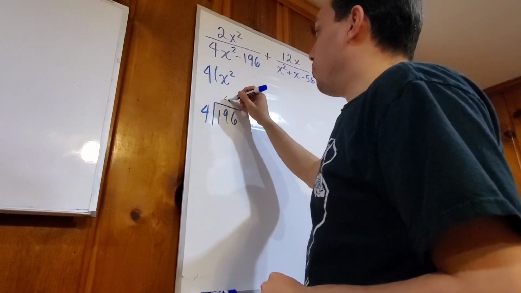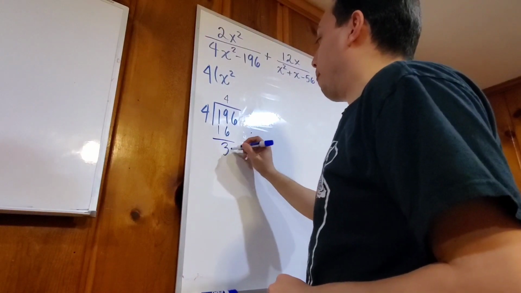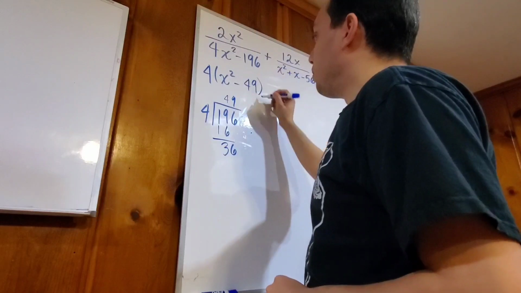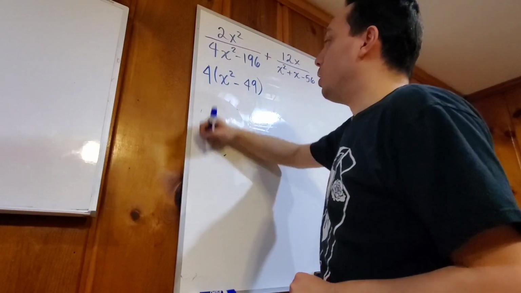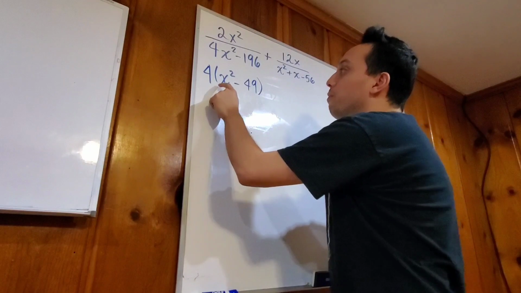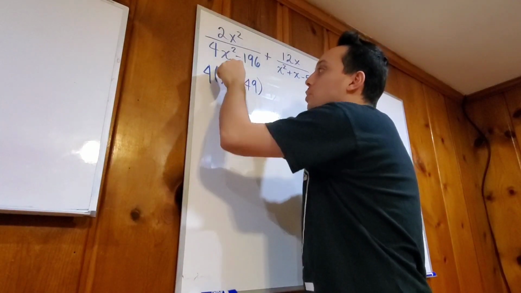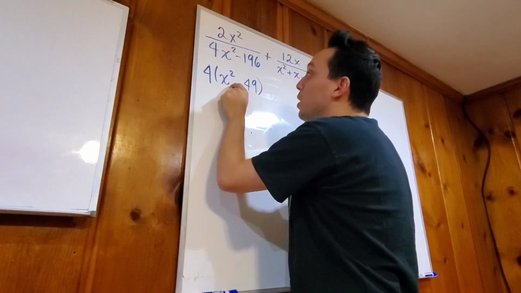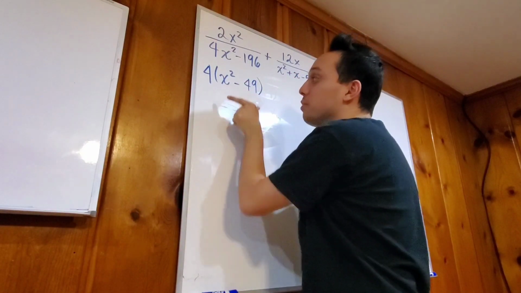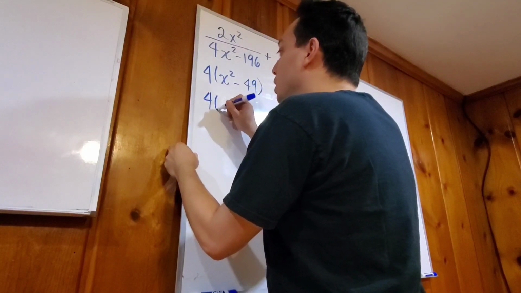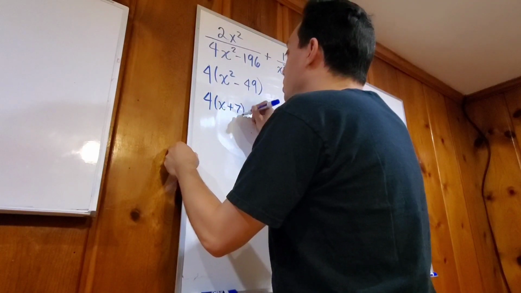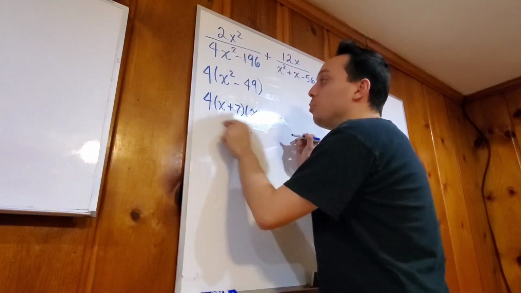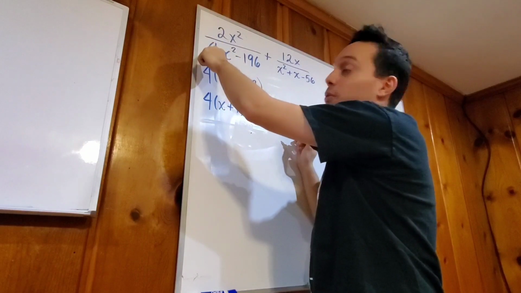So it's going to be 49. The first part is, I took the 4 out, so it's going to be x squared minus 49. Hopefully by now you have a trained eye and you know that x squared minus 49 is the difference of squares. So it's going to be 4 times x plus 7, x minus 7. That is the factorization of the first denominator.